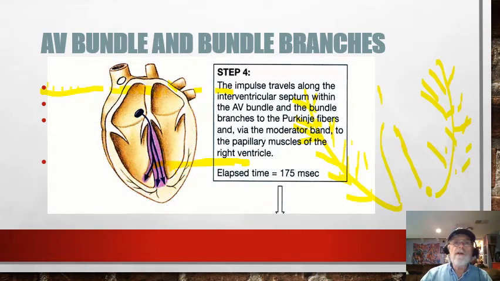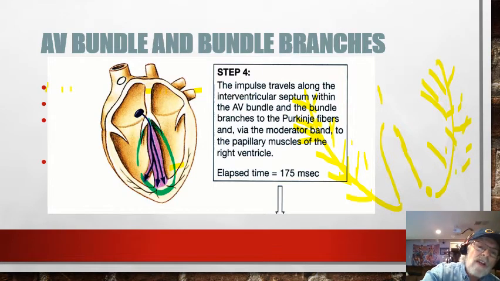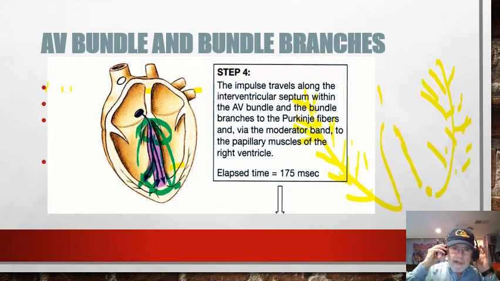So here's where we go. Here's what we see now in step 4. We see now we have that current going down the atrioventricular bundle. Here would be the atrioventricular bundle. Here would be my right bundle branch. Here would be a left bundle branch. There's a little thing here called a moderator band, and the moderator band is only in the right ventricle.